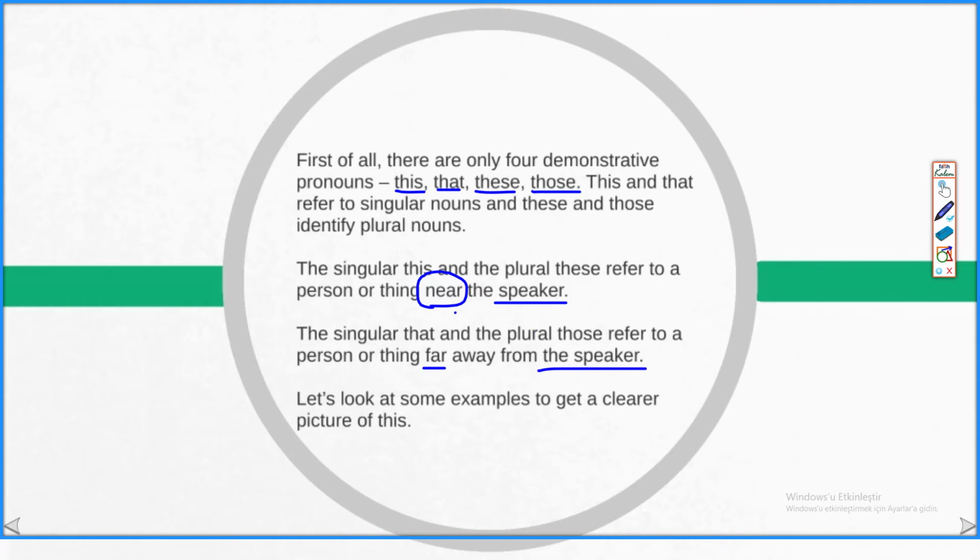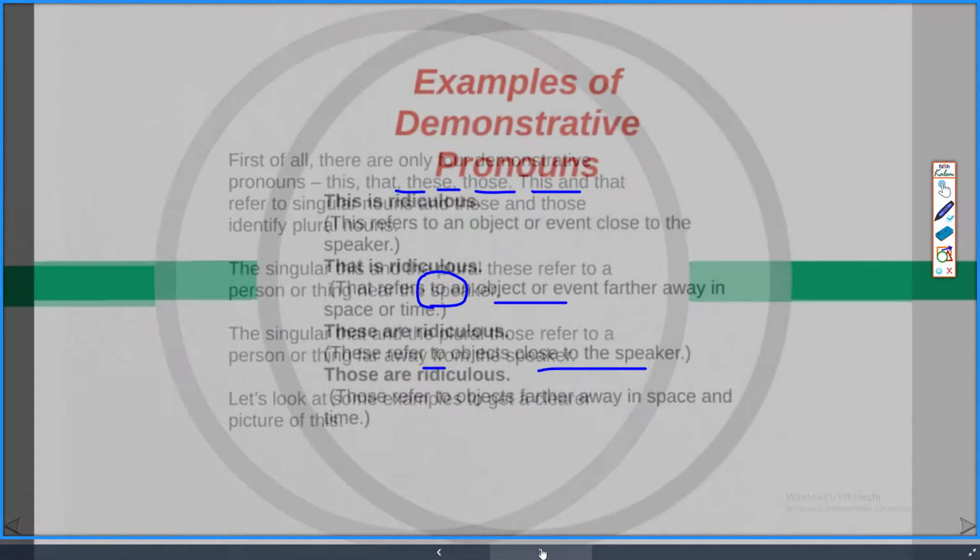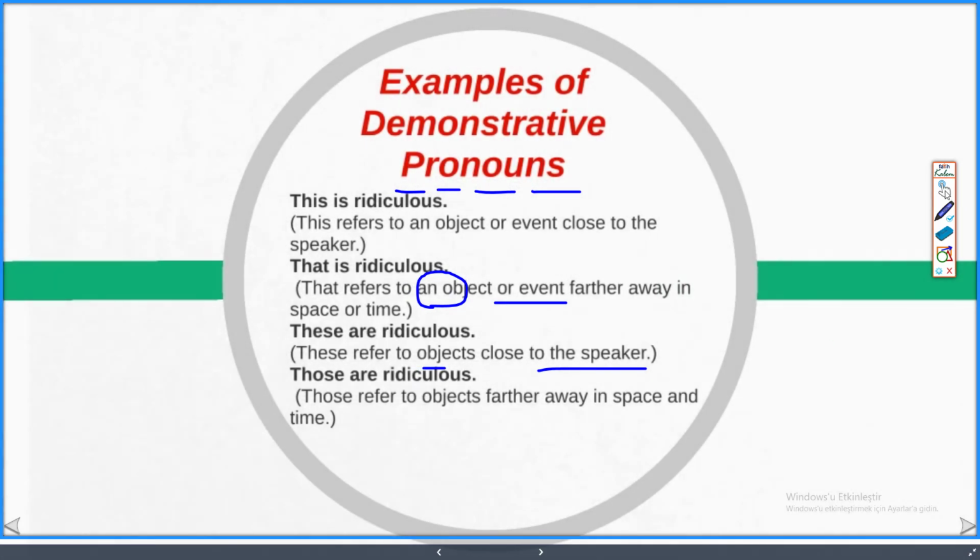Okay. Let's look at some examples to get a clearer picture of this. For example, "This is ridiculous." This refers to an object or event close to the speaker. For example, I'm watching a TV series that I haven't watched before, and I make my comment on it and say that this is ridiculous. How can you watch that TV series? It's a waste of time, my friend.